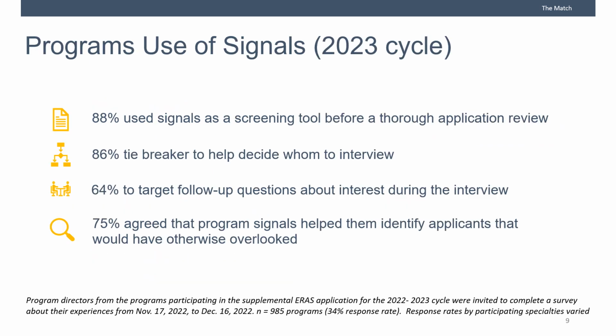Over the last several years, programs have reported consistent use of signals in the review process. 88% of programs reported using signals as a screening tool before a more thorough review. 86% reported using signals as a tiebreaker. 64% reported using this information during the interview as a way to learn why the applicant signaled their program. And 75% of program directors indicated that it helped them identify applicants they would have otherwise overlooked.